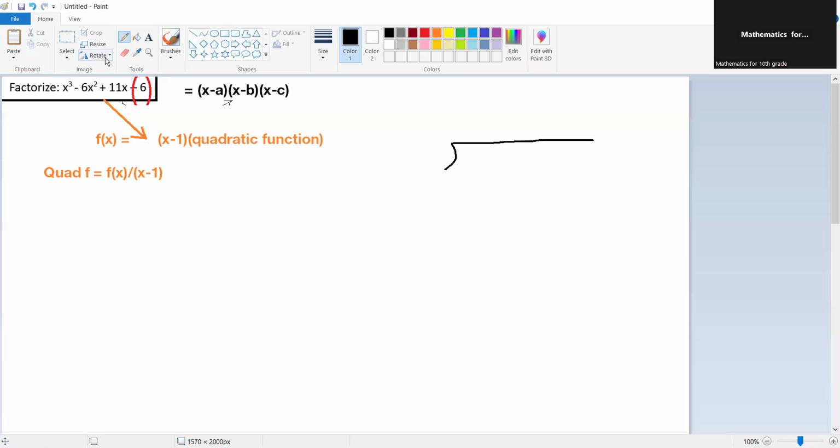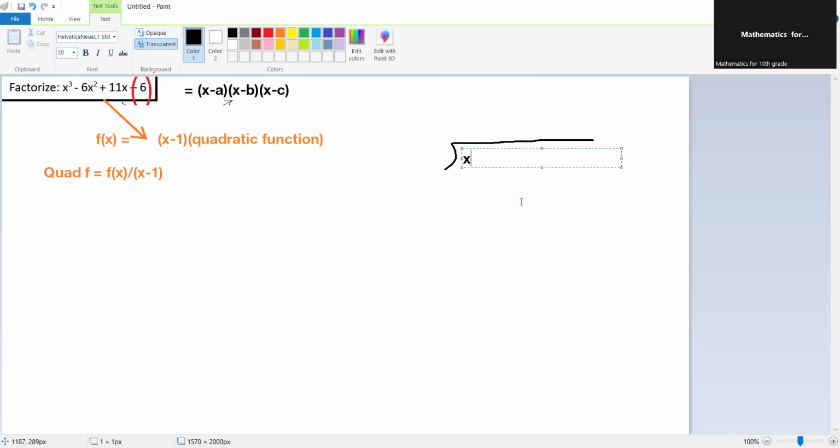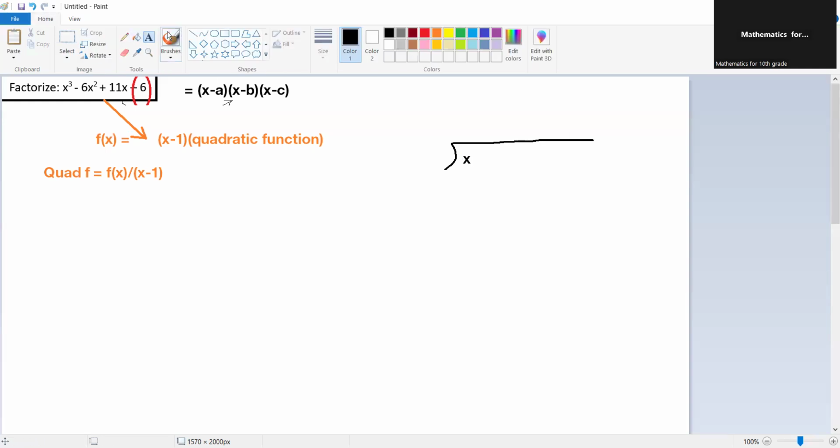So inside we write x cube minus 6x square.